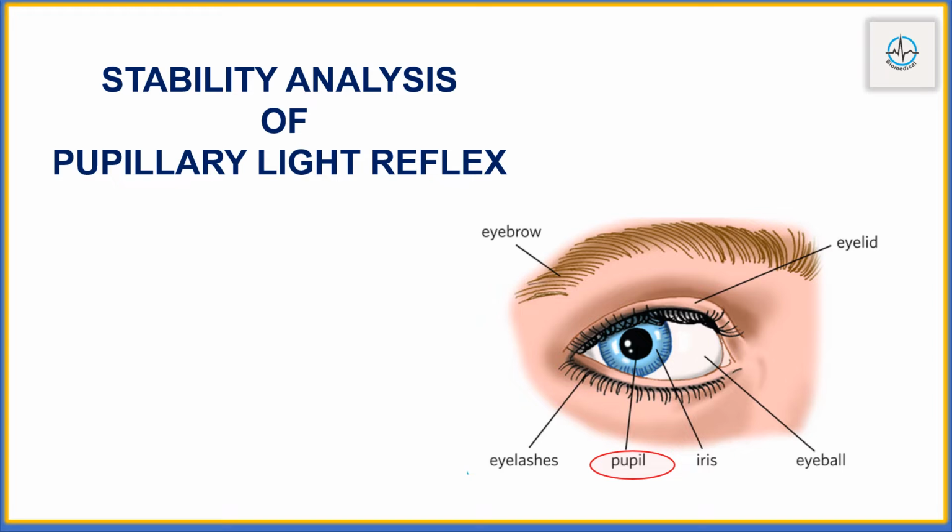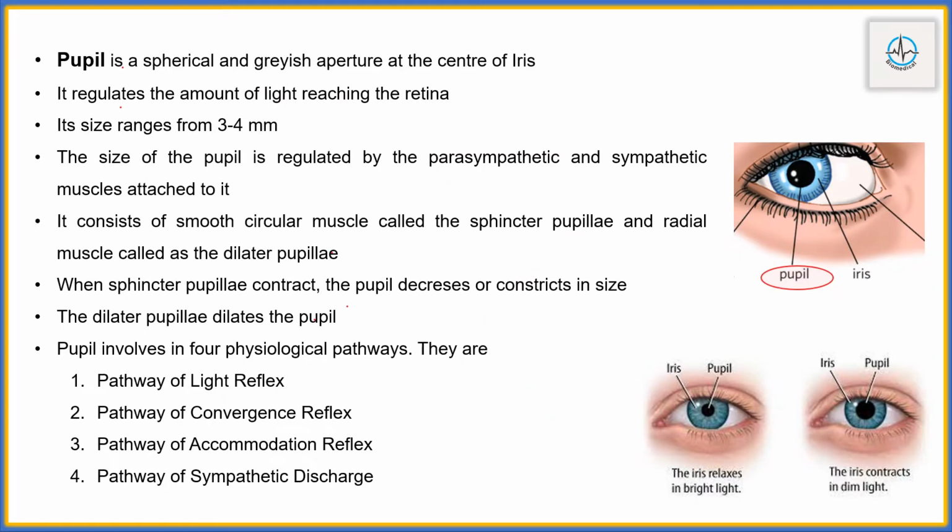In this video, we will learn about the stability analysis of pupillary light reflex, which is a very important topic in physiological control systems. Pupil is a spherical and grayish aperture at the center of the iris. It regulates the amount of light reaching the retina. The size of a pupil ranges from 3 to 4 mm.